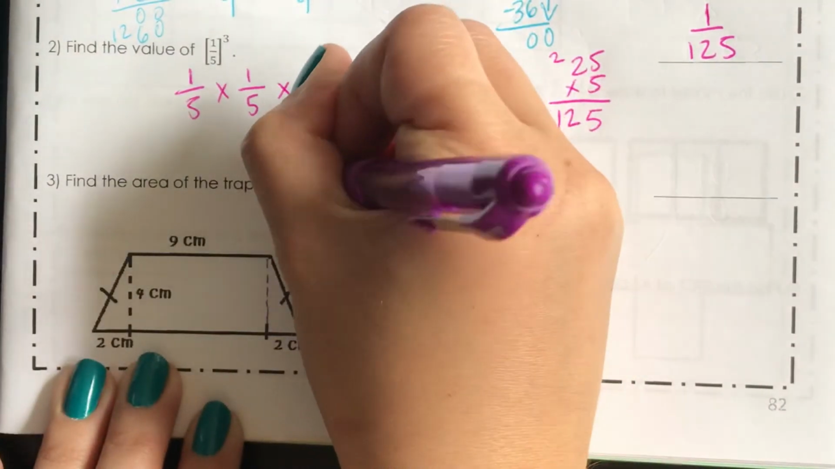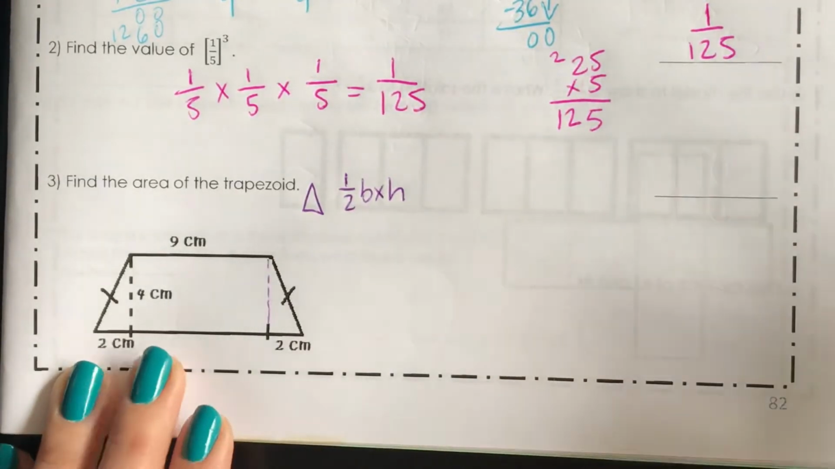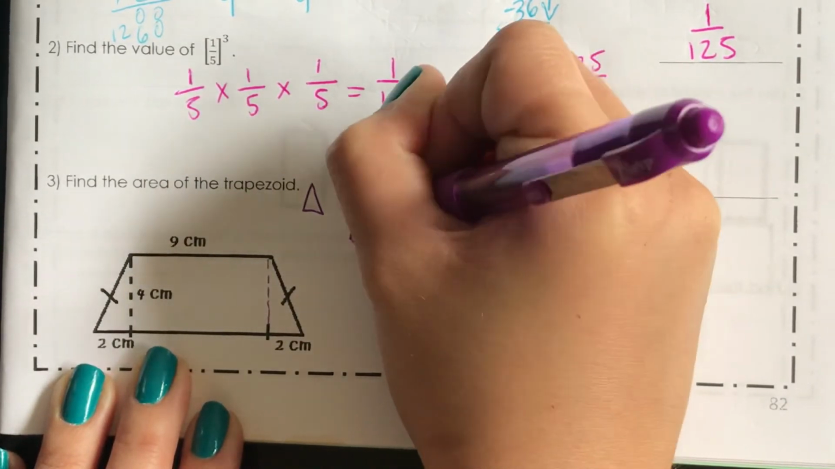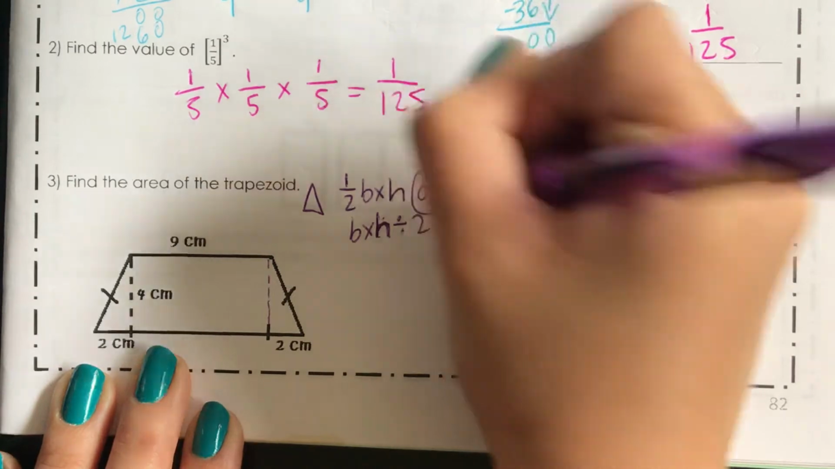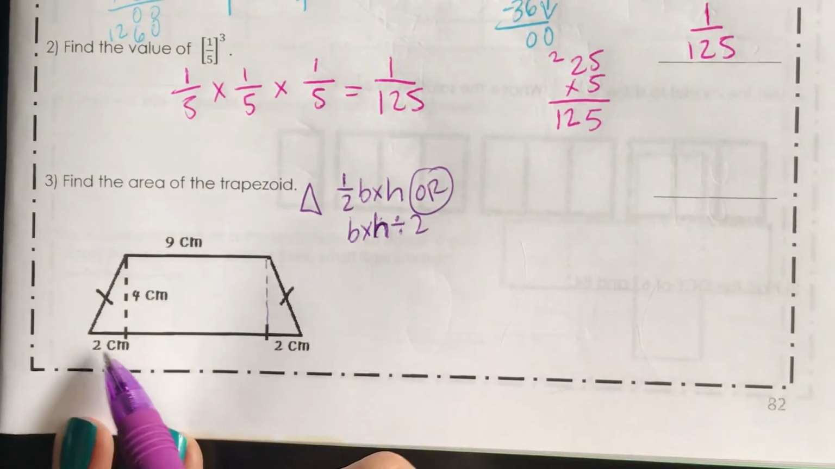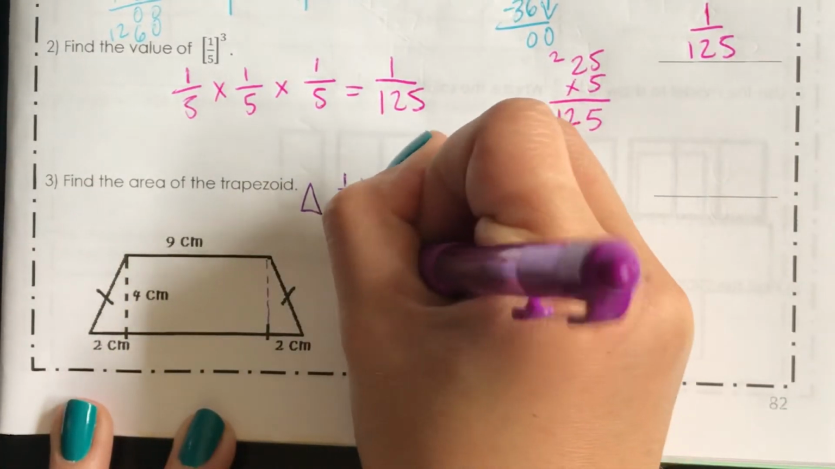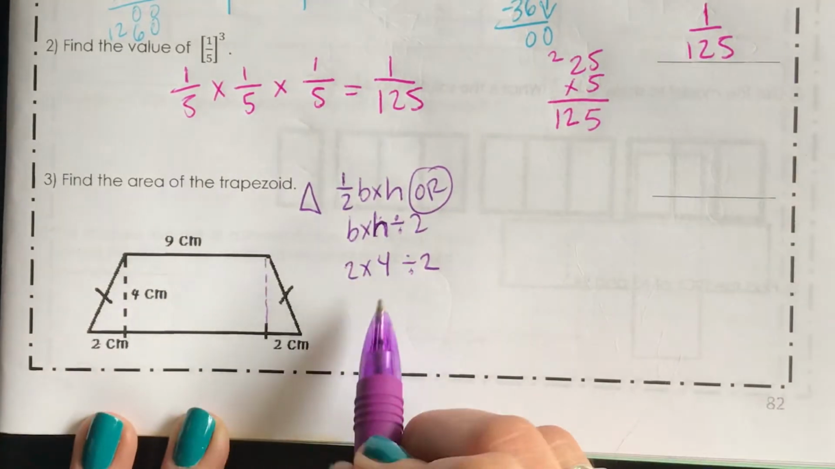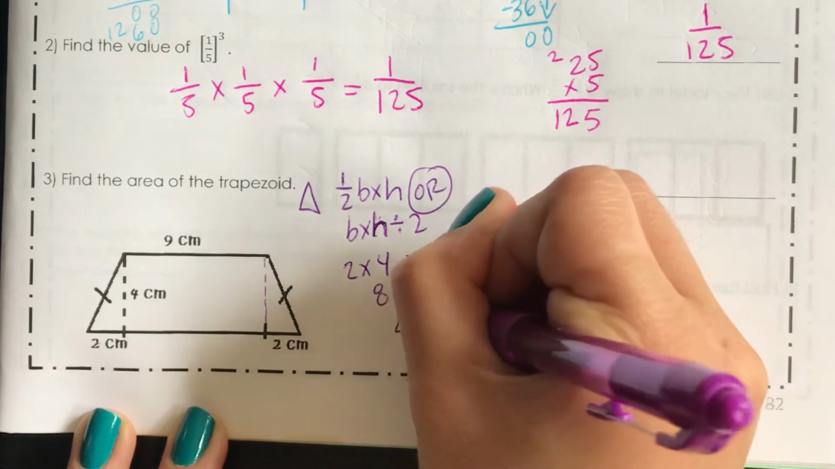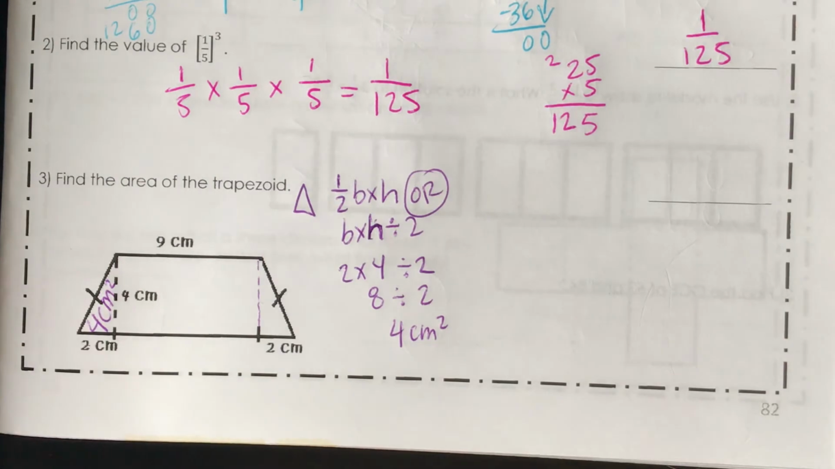So for the area of a triangle, I'm going to use 1/2 base times height, okay? Or base times height divided by 2. Both of these would work, right? So I'm going to go ahead and find the area of this first triangle here. The base is 2 and the height is 4. So I'm going to do 2 times 4 divided by 2. 2 times 4 is 8, and 8 divided by 2 is 4. So the area of this triangle here is 4 centimeters squared, okay?